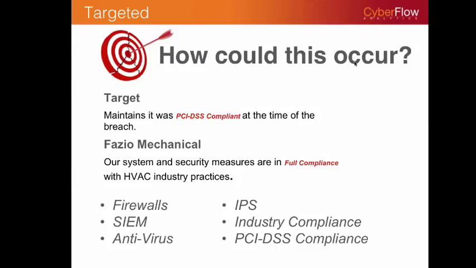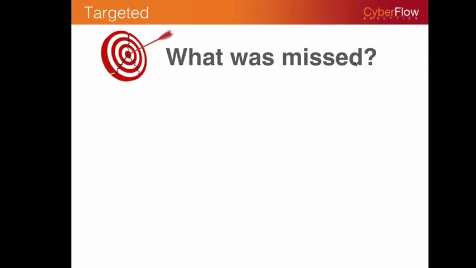Let me talk a little bit, as an example, about how we do what we do. We all know of Target from last year, very well known. How did that occur? Target was PCI DSS compliant at the time of the breach. Fazio Mechanical, the vendor that got compromised, was in full compliance with their industry practices. They all had firewalls, SIMs, antivirus, IPS, and compliance across the board. But still it occurred. How did that occur?